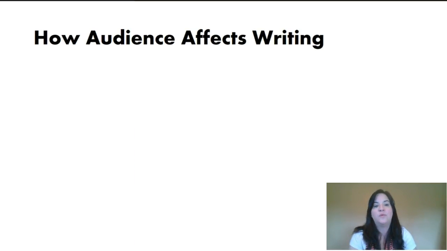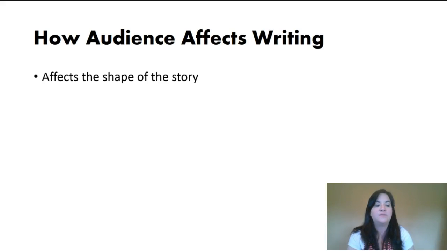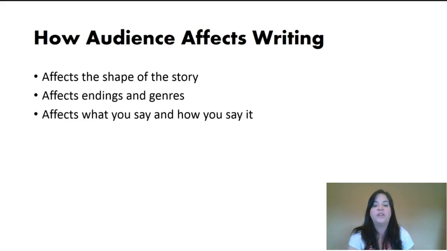Now let's summarize what we just learned. Audience affects the shape of a story. As we saw in our movie examples, audience can affect endings or the entire genre. Since we're not writing stories or film scripts in this class, what do you need to know about audience? That it affects what you say and how you say it. Well, what does that mean? That means that you need to keep your audience in mind when you're writing.